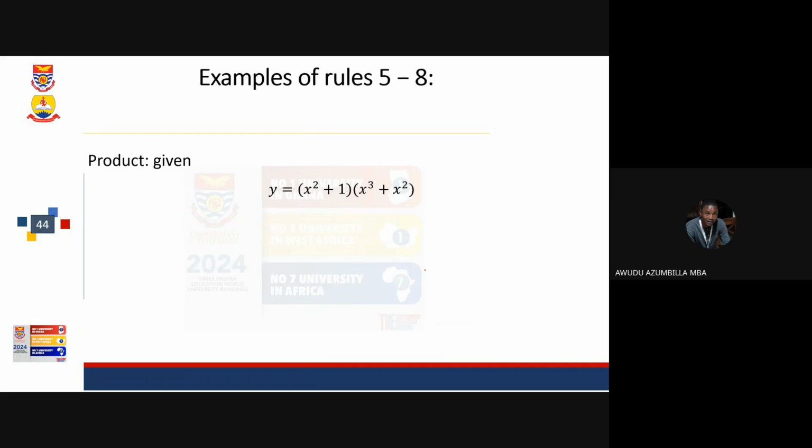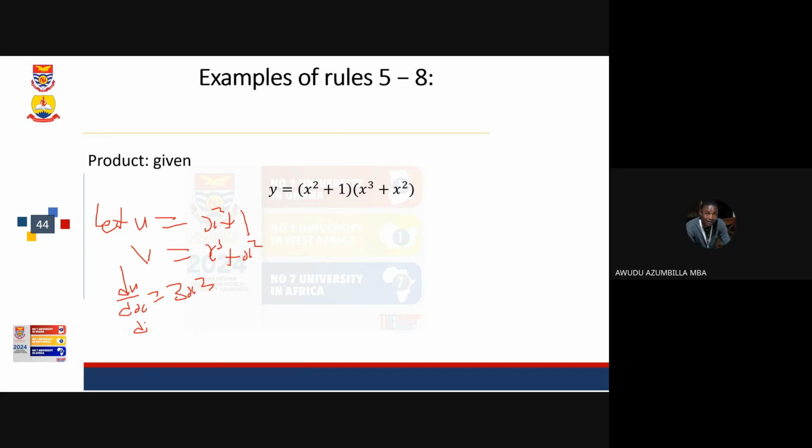Now, this is the product rule. With the product rule, let's also do the same thing. Let u be equal to the first function, that is x squared plus 1, and v be equal to the second function, x cubed plus x squared, so that we can differentiate. du over dx is going to give you 3x squared.